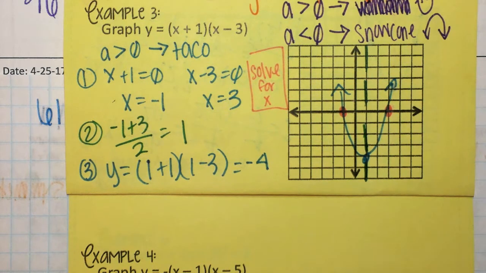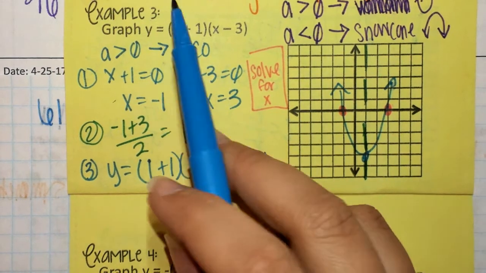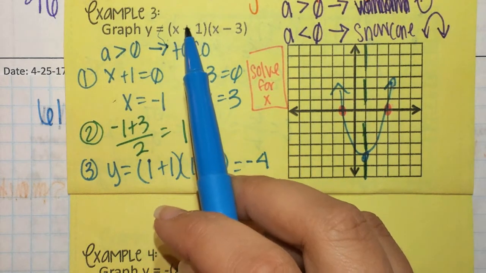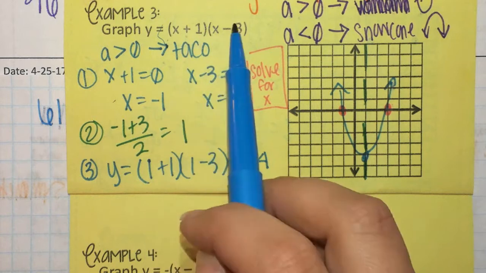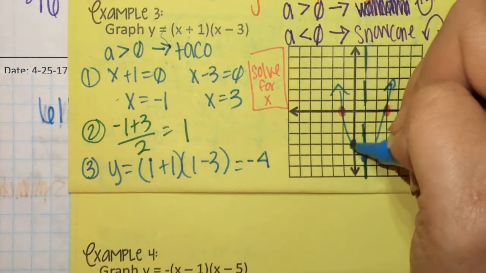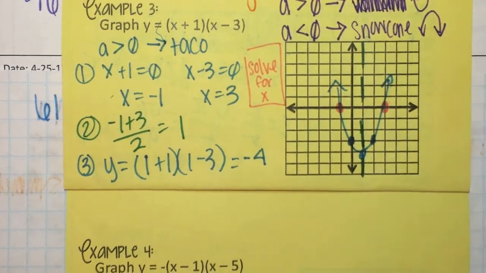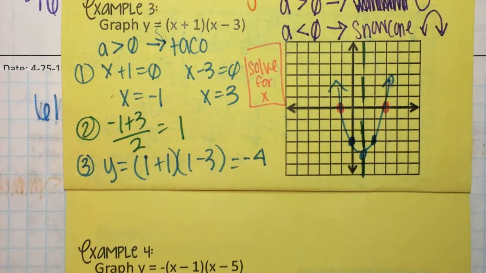You could plug in 0 for x and figure out what your y-intercept is. If you plugged in 0 right here, 0 plus 1 is 1. 0 minus 3 is negative 3. 1 times negative 3 is negative 3, so it'd be right here. You don't have to do that. I just need 3 points to be able to make our parabola.